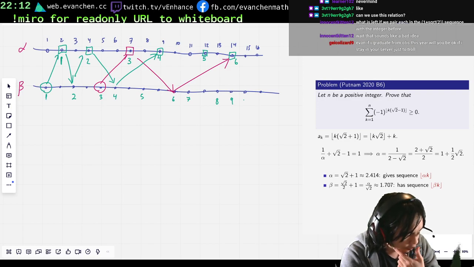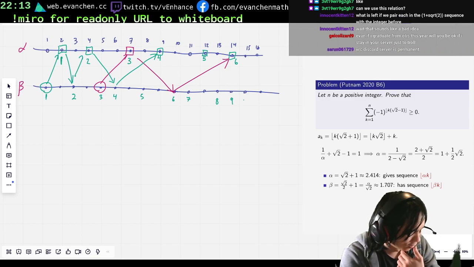If I graduate from Modus this year, will it be okay if I stay in your server just to troll? You can stay in the server, please don't troll it.